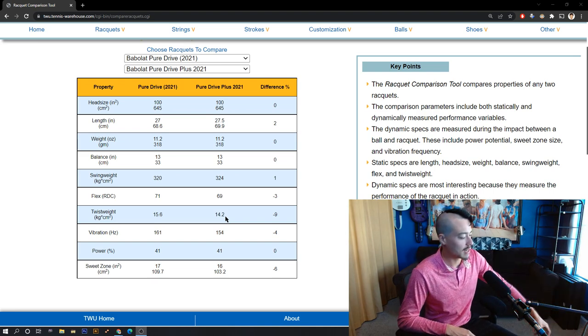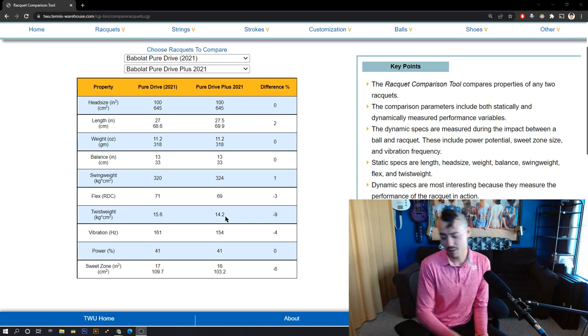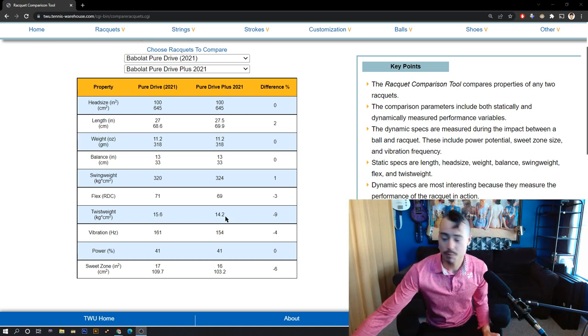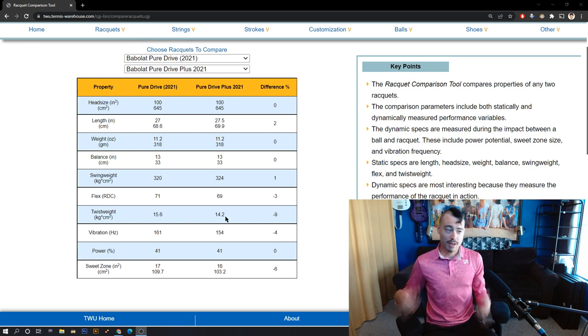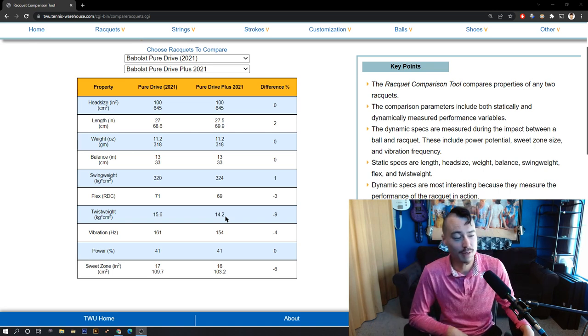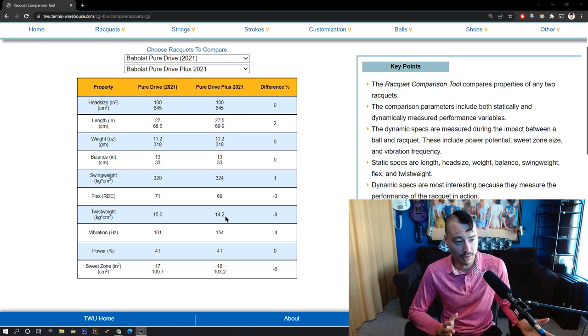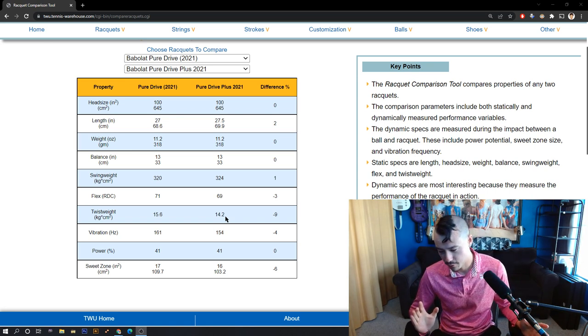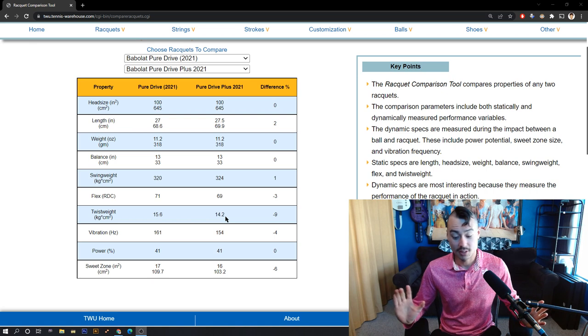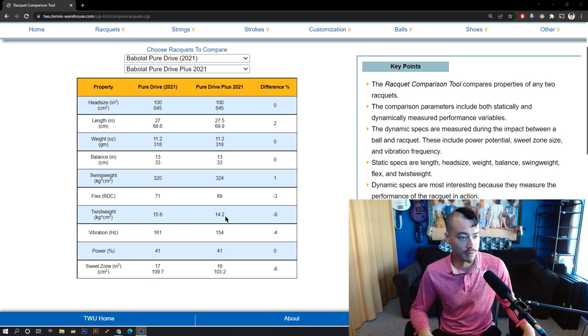Again, that might not be the kind of swing path that you want, but I feel like if you're hitting with a Pure Drive, you're probably more of a spin-heavy player than not. Although not everybody that hits with a Pure Drive is. I have a couple guys out there that hit kind of flat, but the Pure Drive is one of the most popular rackets of all time. I feel like no matter what kind of playstyle, somebody is going to be using a Pure Drive, you know?